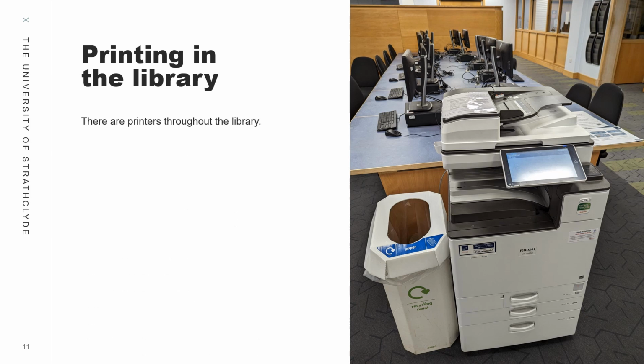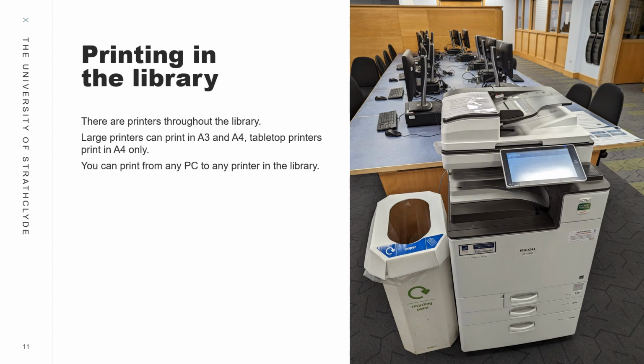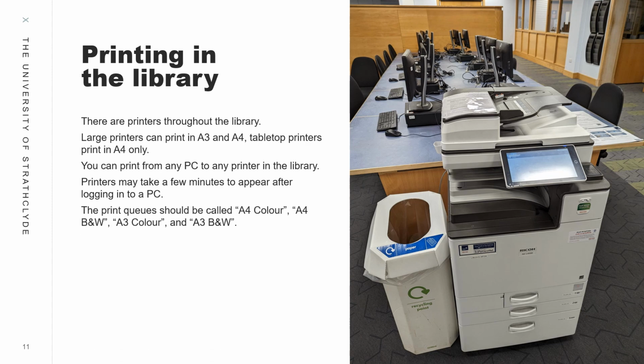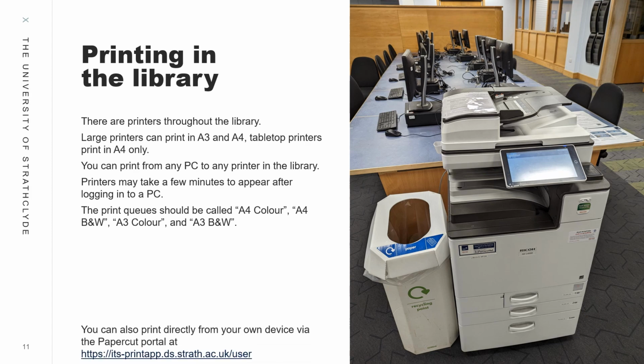So there are printers available throughout the library. There are large printers like that one pictured that can print in A3 or A4, and there's also some smaller tabletop printers that print in A4 only. You can print from any PC in the library to any printer in the library. Just be aware that they do sometimes take a few minutes to load, so once you've logged into a PC, they may not appear immediately, but they should appear within about 5 minutes. You go to File, Print as you normally would, and there should be print options listed called A4 Colour, A4 Black and White, and so on.